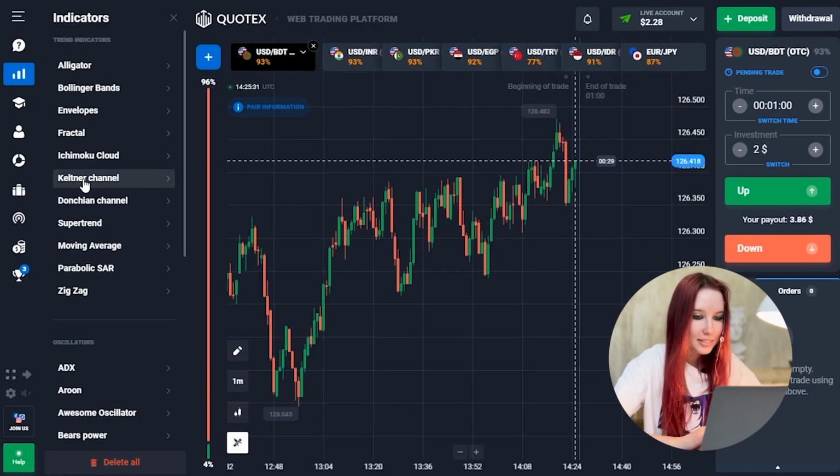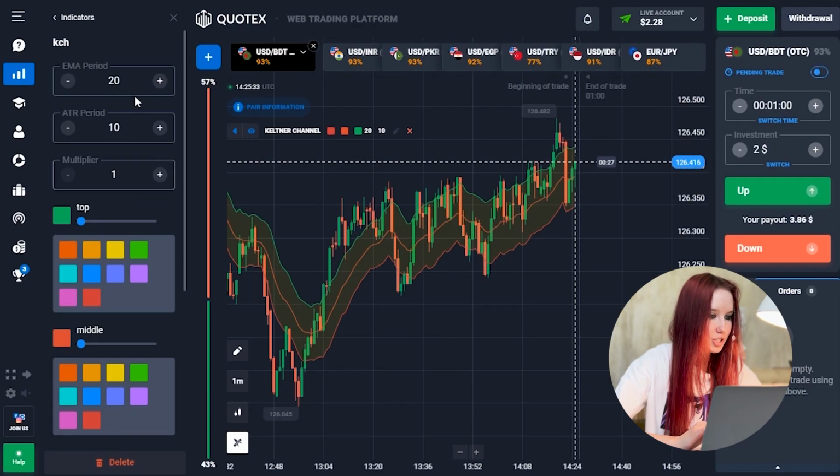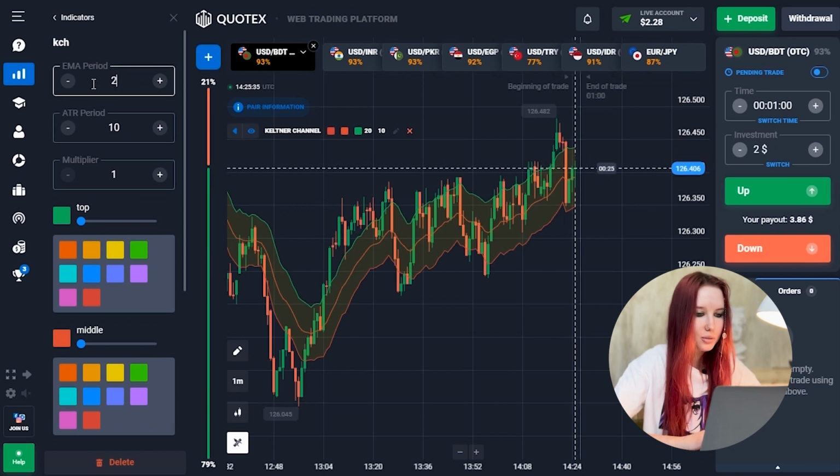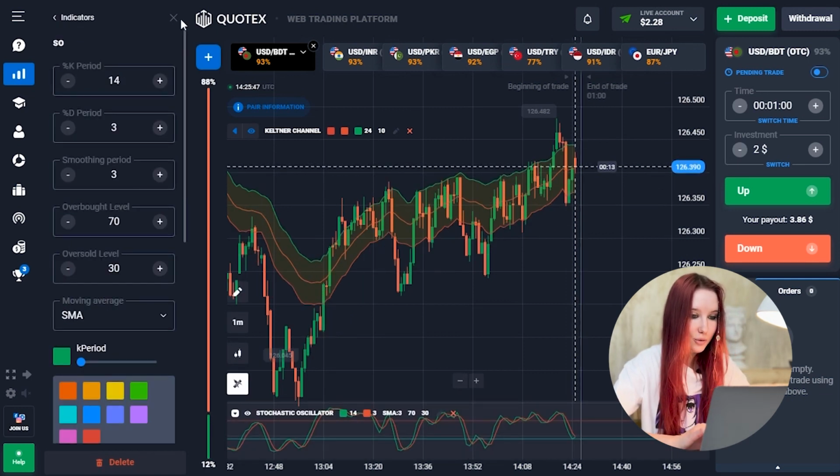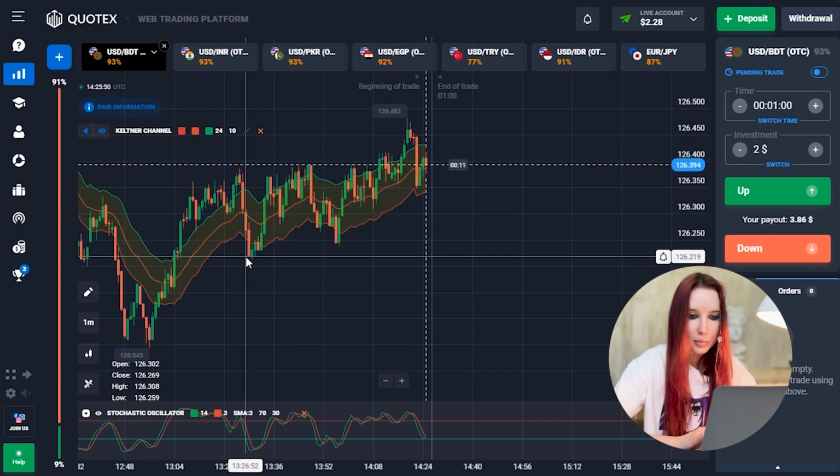I want to add a Keltner channel indicator. Here I want to change the period to 24 in order to better see the good entry points. And I also want to add the stochastic oscillator indicator with its default settings. Well, I think that'll be enough.